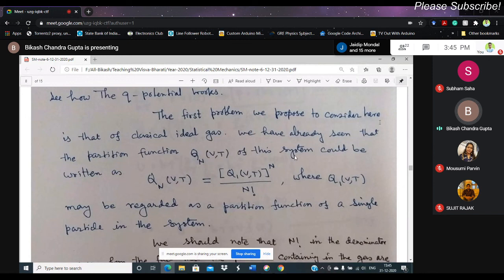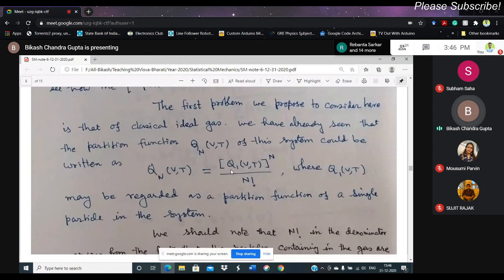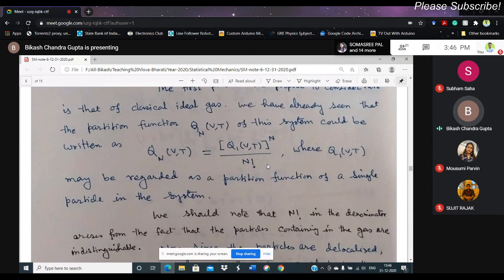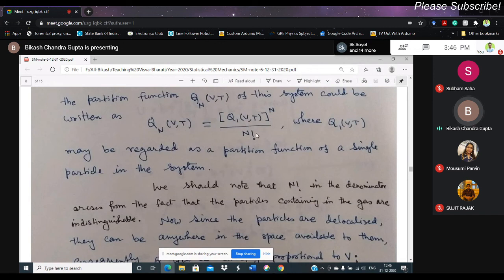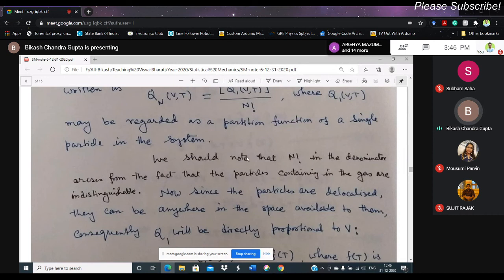Now, we have already seen that the partition function Q(N,V,T) of this system could be written like this, that we have seen many times. For a classical gas, we divide by N factorial because the particles are delocalized in the system. We cannot distinguish them. We should note that N factorial in the denominator arises from the fact that particles containing the gas are indistinguishable.